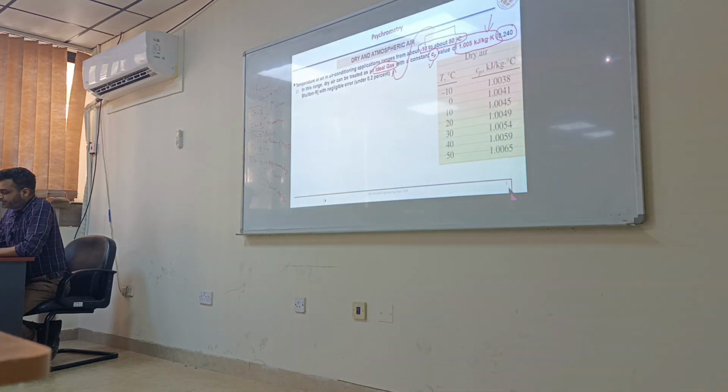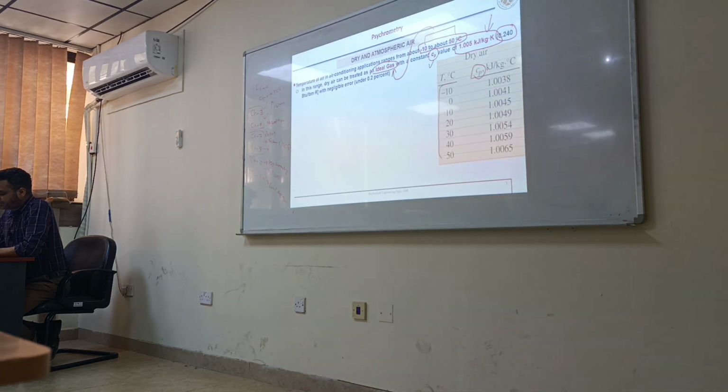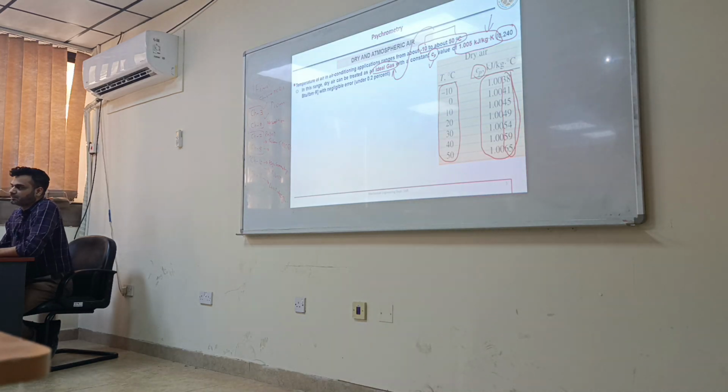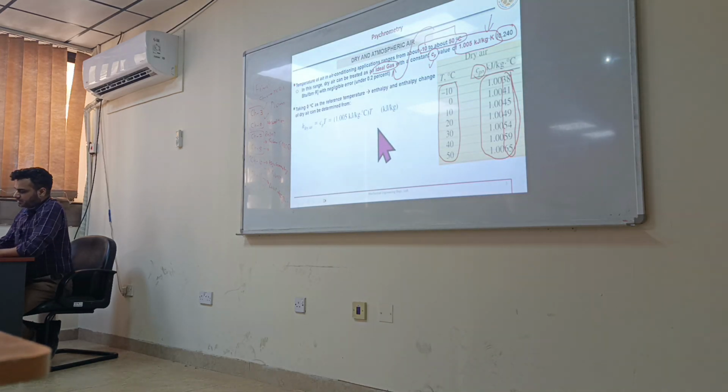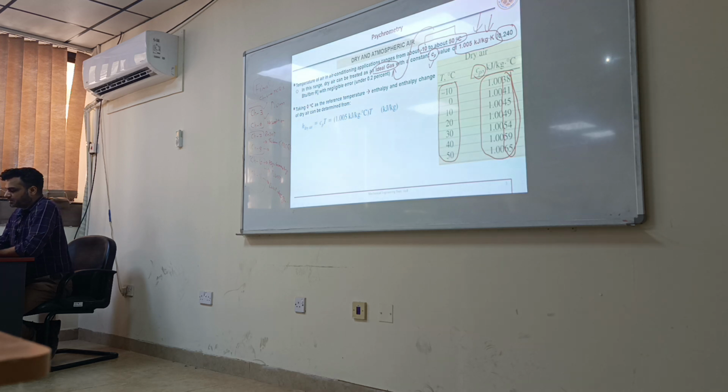So here you see Cp of air as a function of temperature from -10 to 50. There is a difference only in the third decimal. So it's about 1.005 that we can take normally.